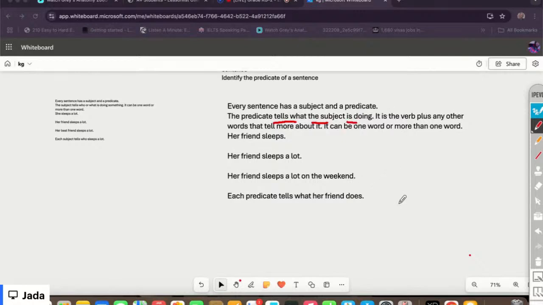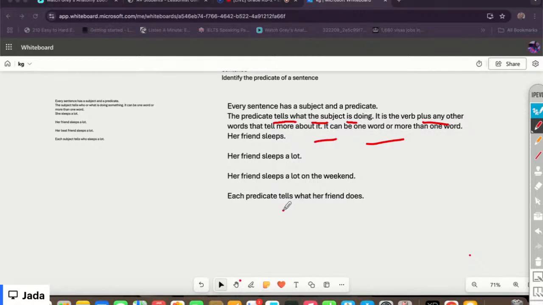So remember when we had her friend sleeps, her best friend sleeps. Now, the predicate will tell you what the subject is doing. When the subject is her friend, what is the friend doing? Sleeping, right? So, the predicate tells us what the subject is doing. It is the verb plus any other word that tells more about it. It can be one word or more than one word. So, the predicate in general is the verb, plus the extra information that gives you more details about what the subject is doing.